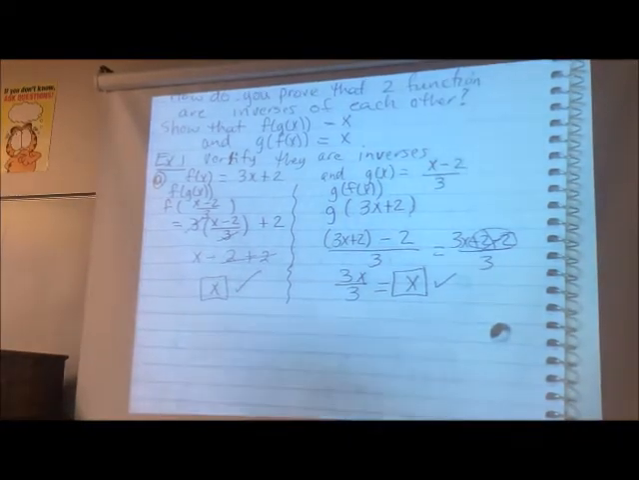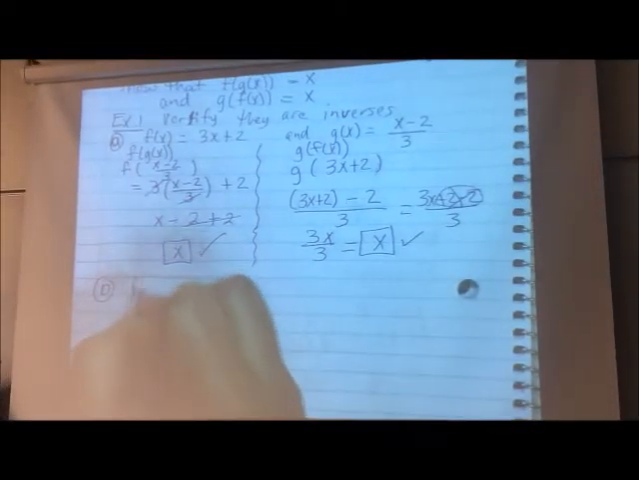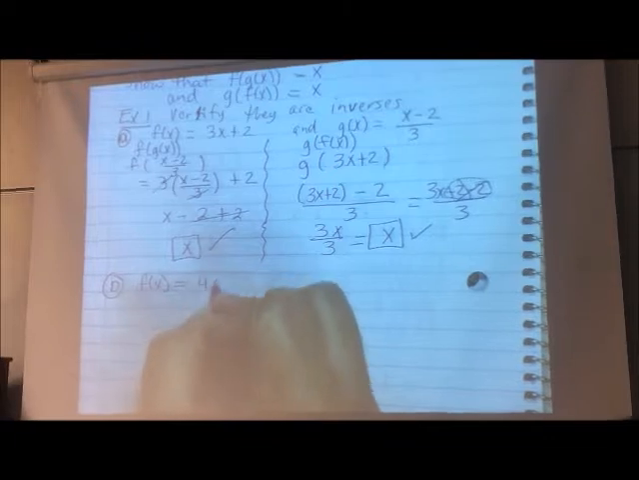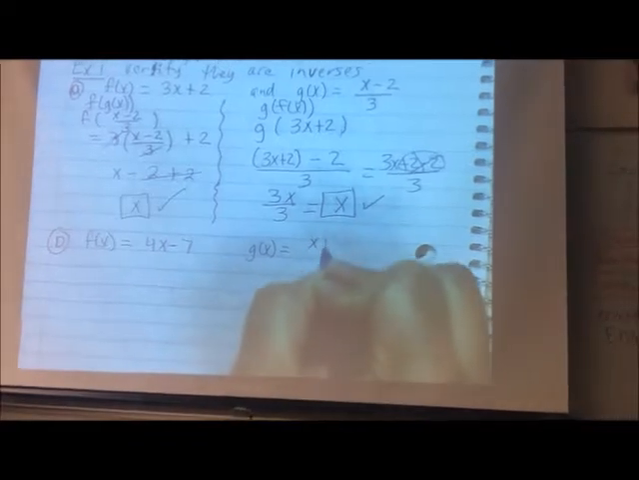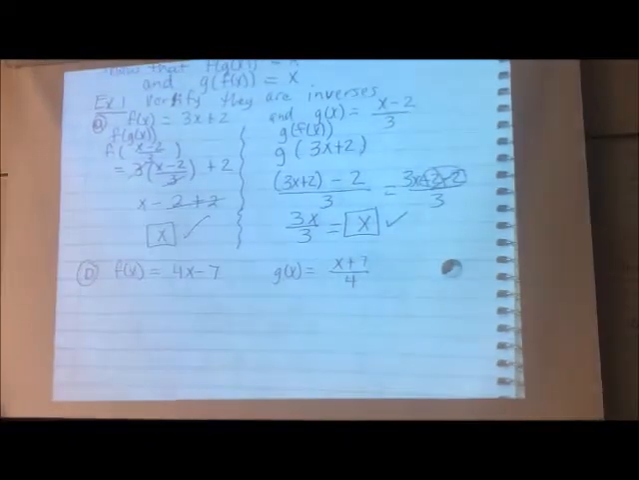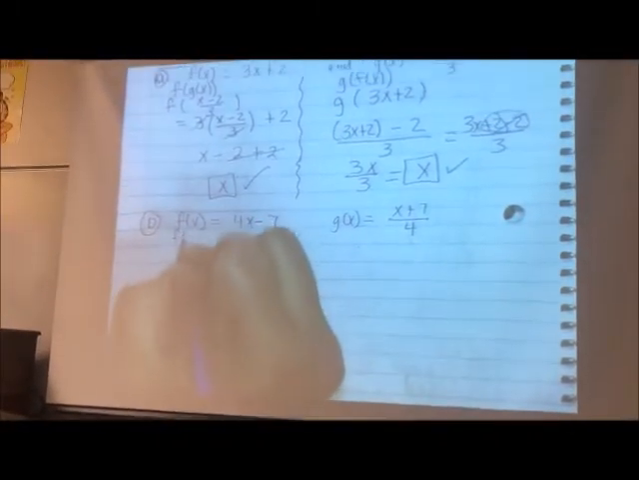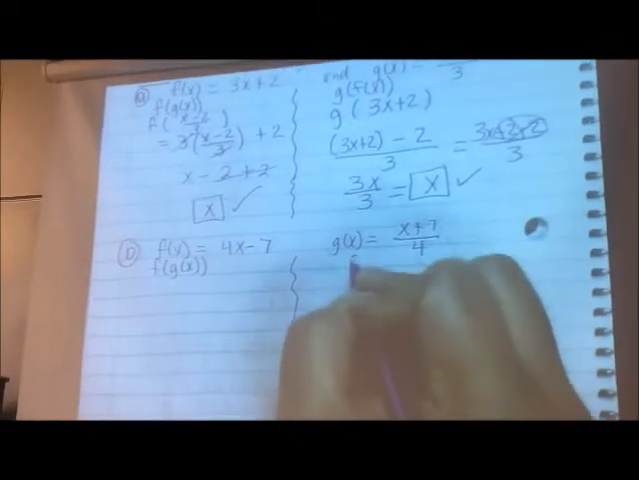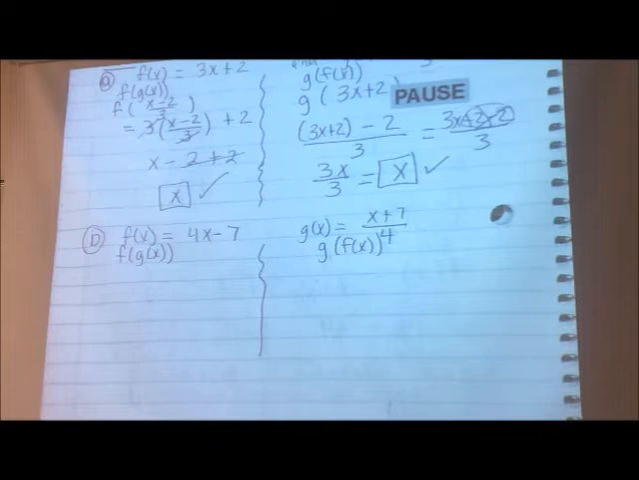So here's one for you to try on your own. Consider it a DIY, or you doing one on your own. f of x equals 4x minus 7, and g of x equals x plus 7 over 4. So go ahead and do both scenarios: f of g of x and g of f of x. I'm going to pause this and you guys work on it. Come on. You can pause it.